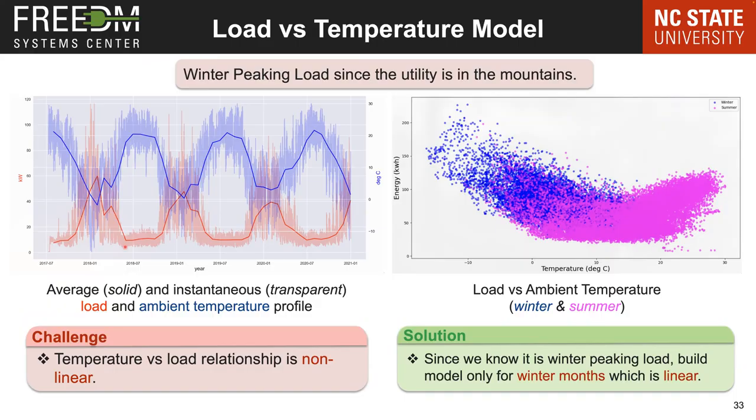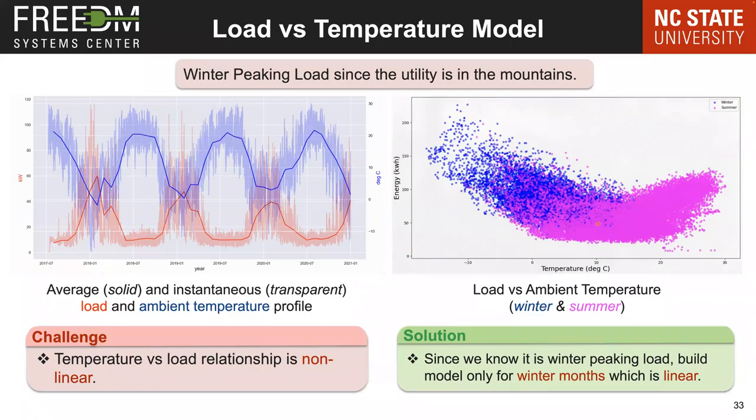And even though it is really hard to see here, there is a little bit of positive correlation between temperature and load in summer months. You can easily understand this from the scatter plot between the energy and the temperature of the transformer. You can see in winter months there's a negative correlation, and in summer months there's a small positive correlation. But as such, if we try to build a model for this, you can see it's a nonlinear model.